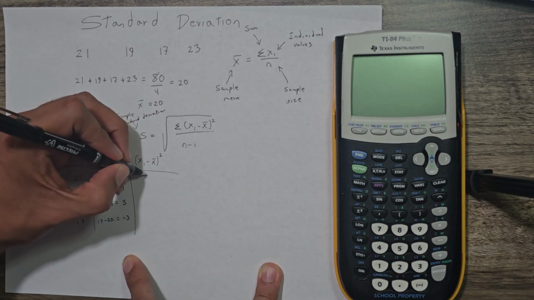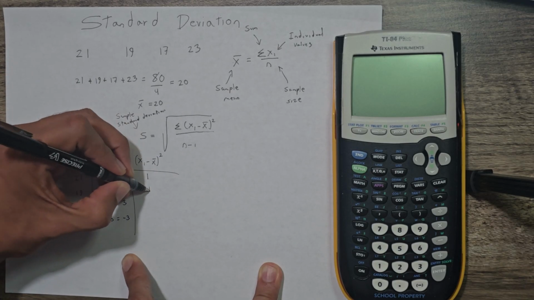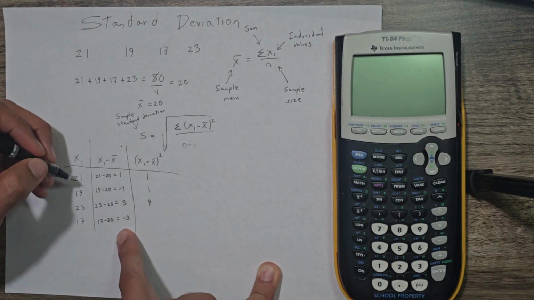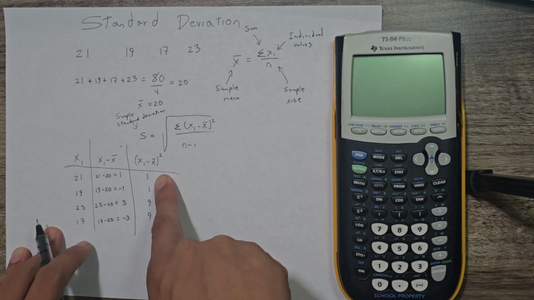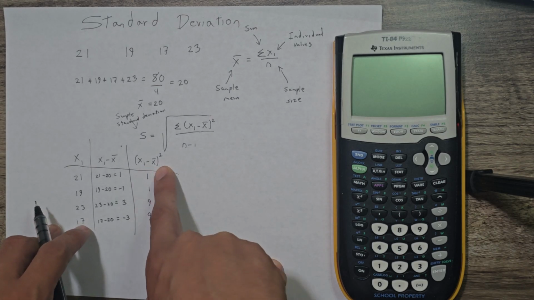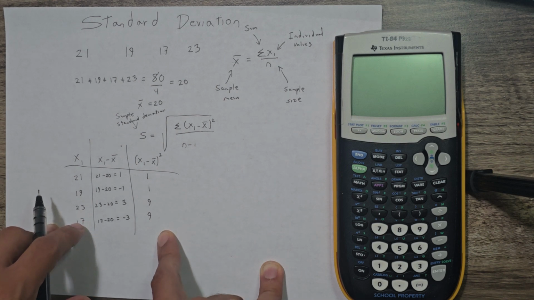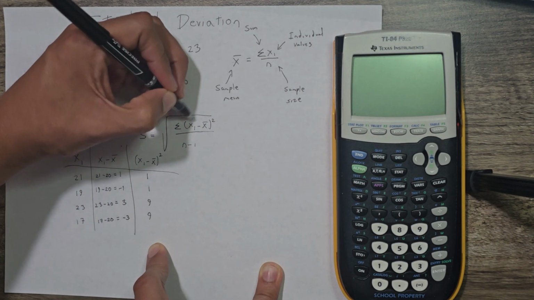So each of these numbers squared: 1 squared is just 1, -1 squared will become a +1, 3 squared is 9, and -3 squared is also +9. So we have here our individual values minus the mean and then squared. These are our answers for that specific step. So we completed so far this up here.